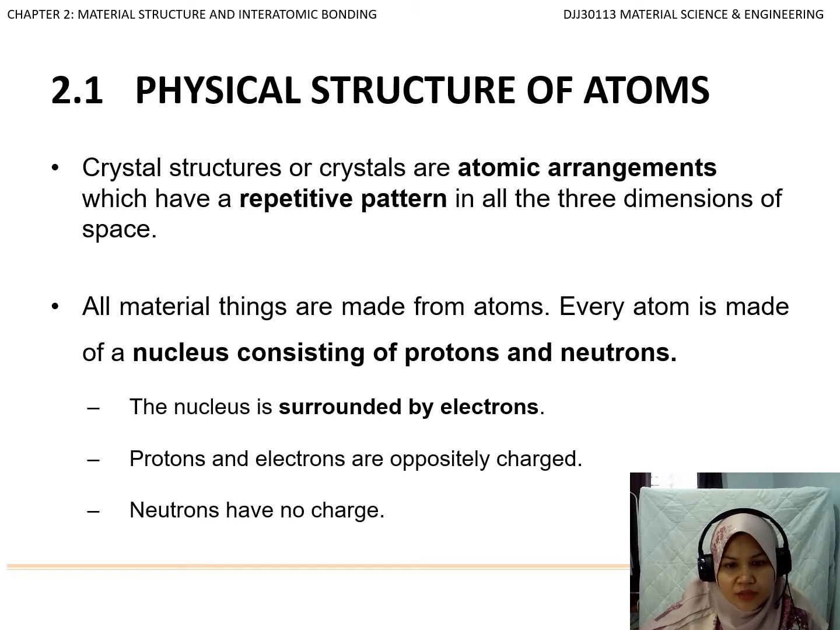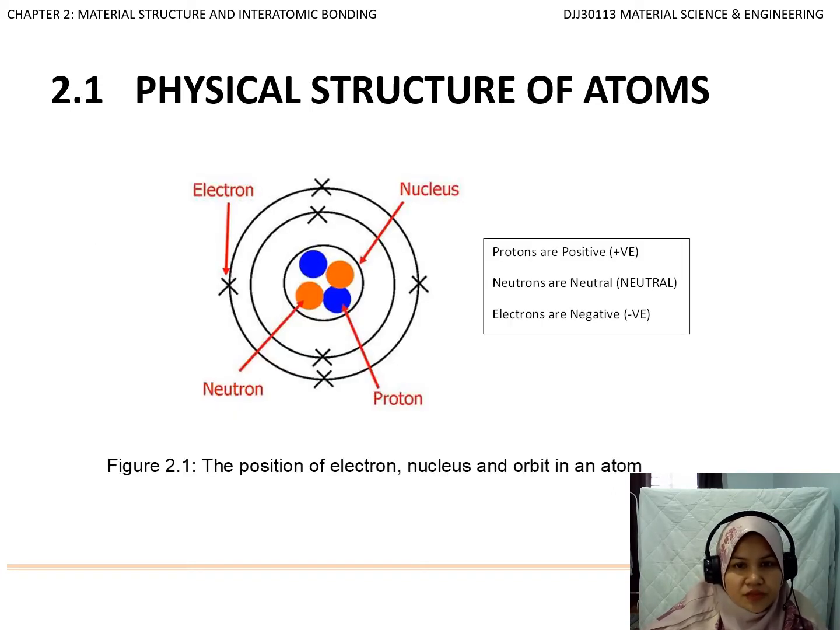Proton and electron are oppositely charged. Neutrons have no charge. As you can see here from the diagram, kat tengah-tengah ni adalah nukleus. So dalam nukleus ni ada neutron and proton. Yang dekat keliling shell ni, this is we call shell, ada electron. So, kena ingatlah ada tiga benda, protons, neutrons and electron.